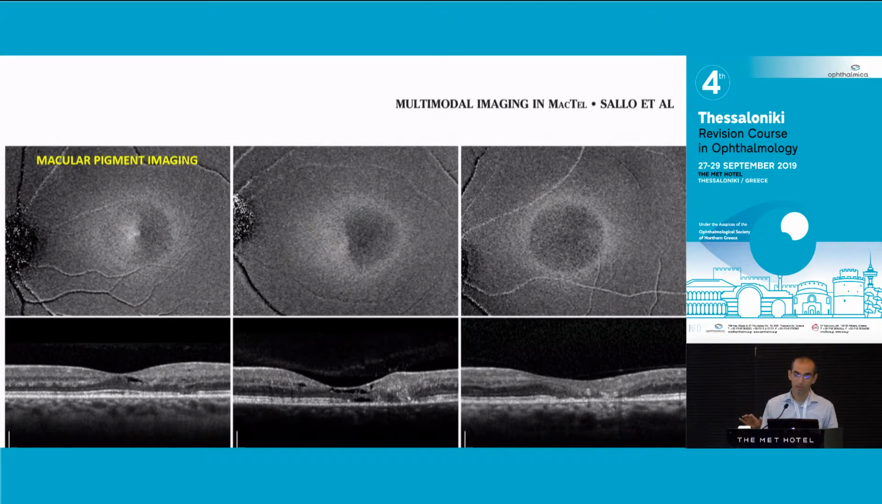is a slightly different type of imaging, but illustrates the loss of macular pigment from the temporal to nasal as the MacTel progresses. As you can see, the pigment imaging and OCT are displayed longitudinally, and you can see as the MacTel progresses to atrophy, we have almost complete loss of macular pigment.